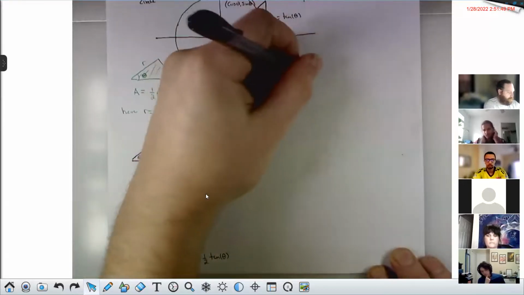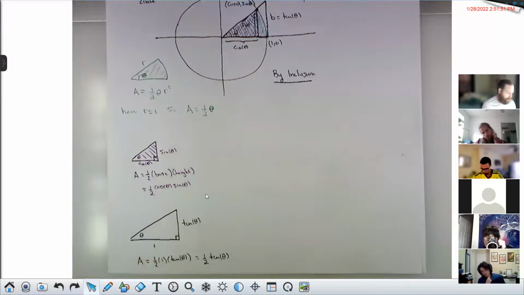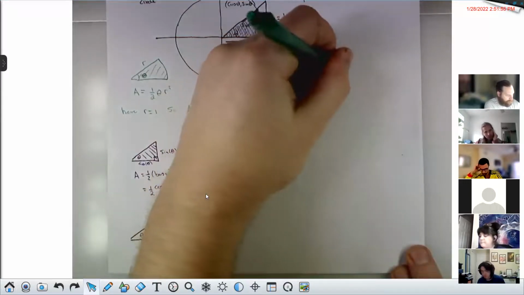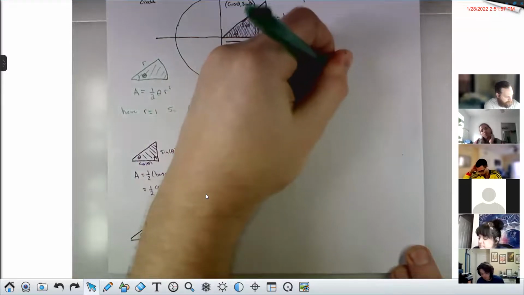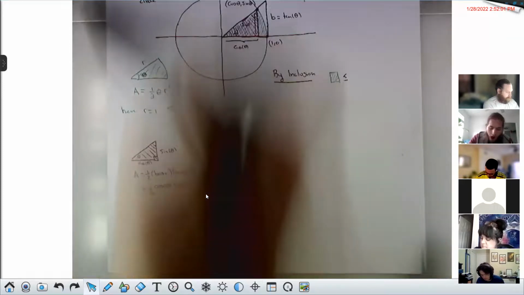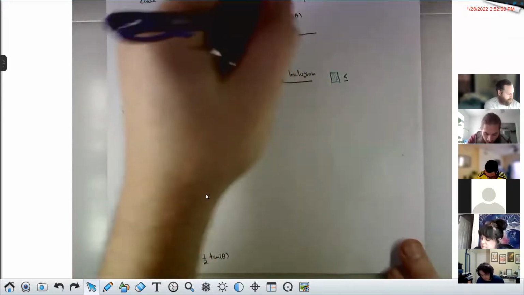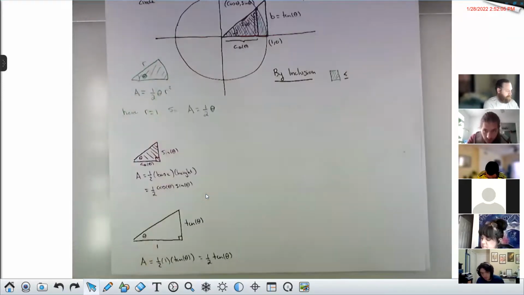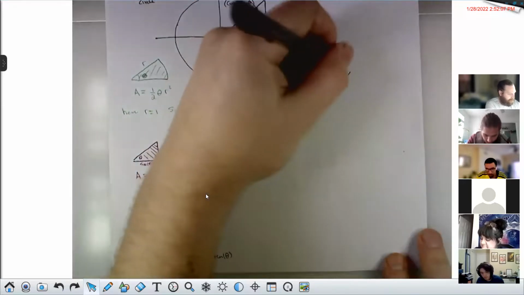By inclusion, the green area is less than or equal to the purple area. Oh, no, I messed up. I'm so sorry. I already messed up.